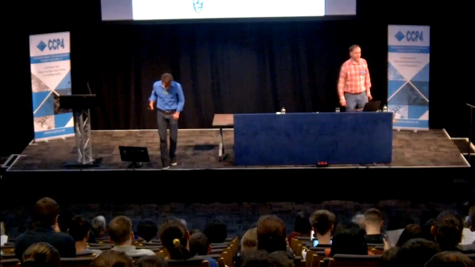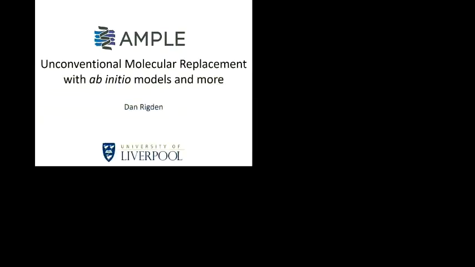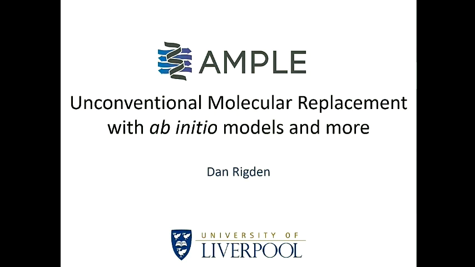Well, thanks for that introduction, and thanks to the organisers for the opportunity to give you an update on AMPLE. AMPLE is our pipeline for unconventional molecular replacement. So maybe if your target is a completely novel fold not represented in the PDB, or you can find a homologue in the PDB but it's a bit too distant from your target to work easily, AMPLE has some options that you might want to look at.